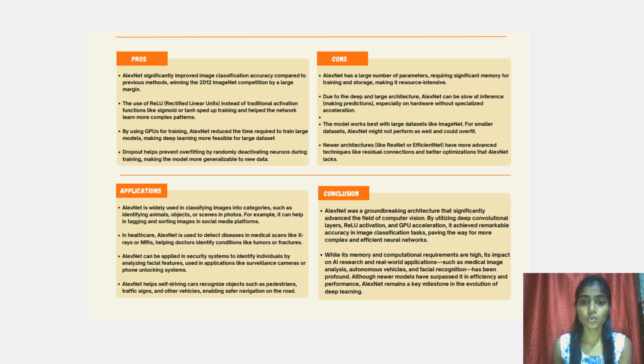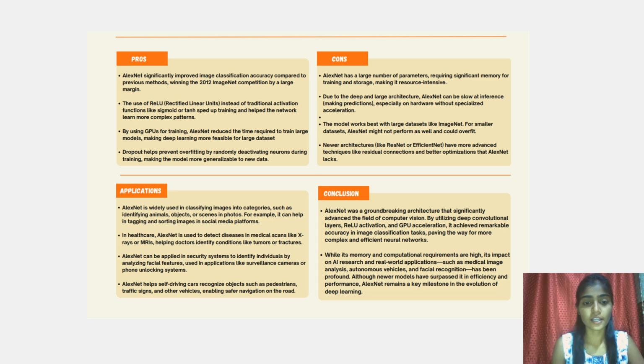Then the last one, newer architectures have more advanced techniques like residual connections and better optimization that AlexNet lacks. Then some applications of AlexNet. AlexNet is widely used in classifying images into categories, such as identifying animals, objects, or scenes in photos.